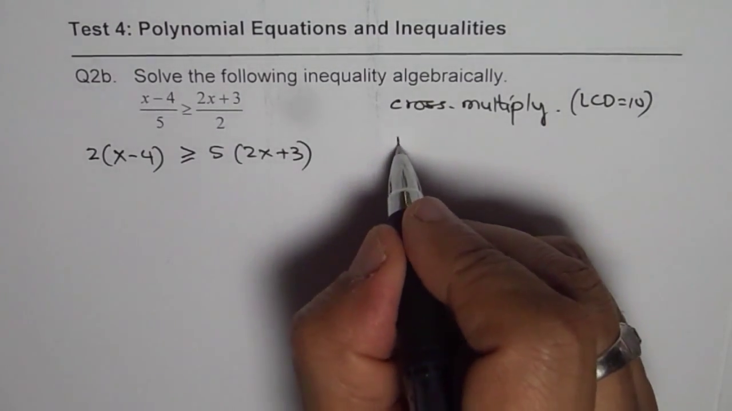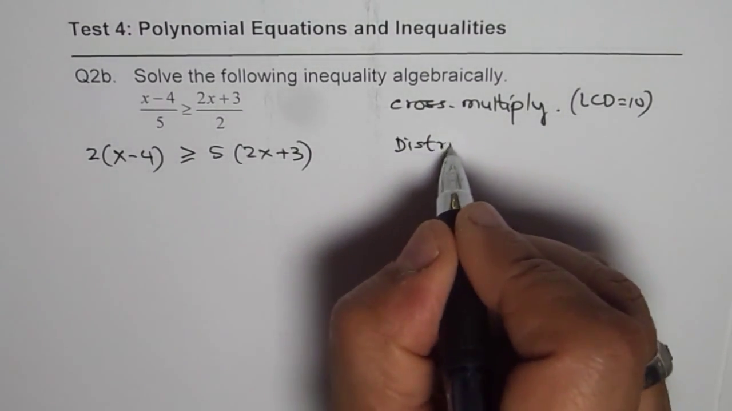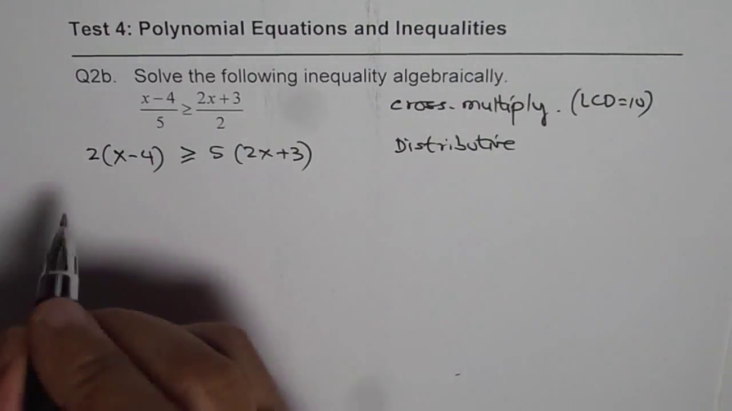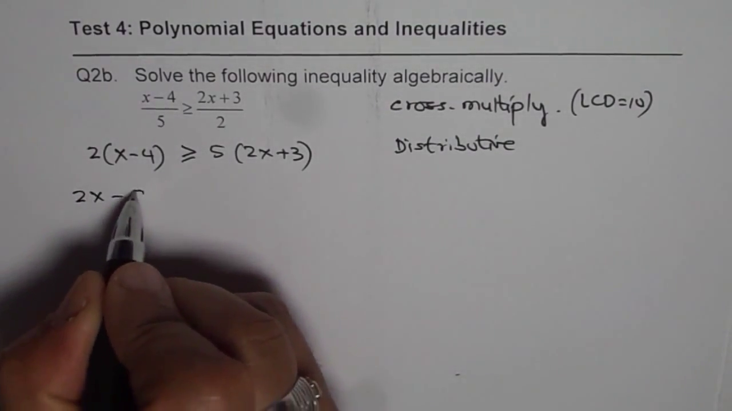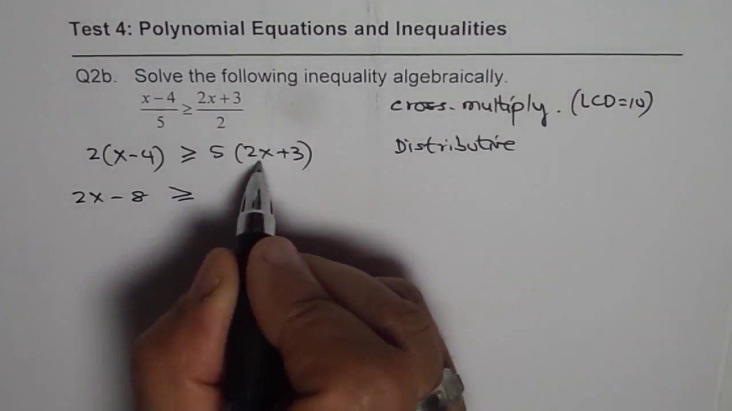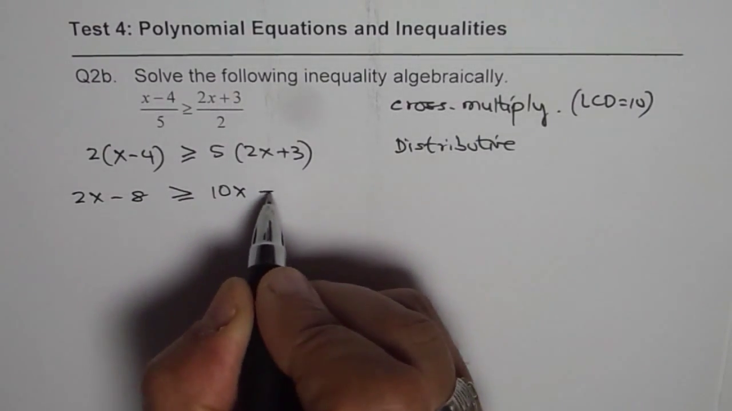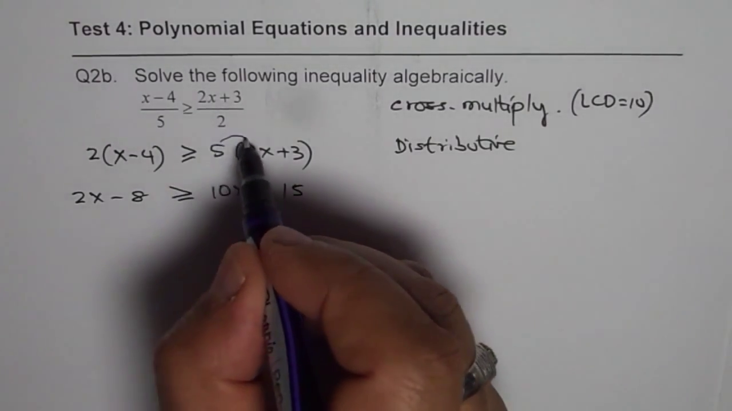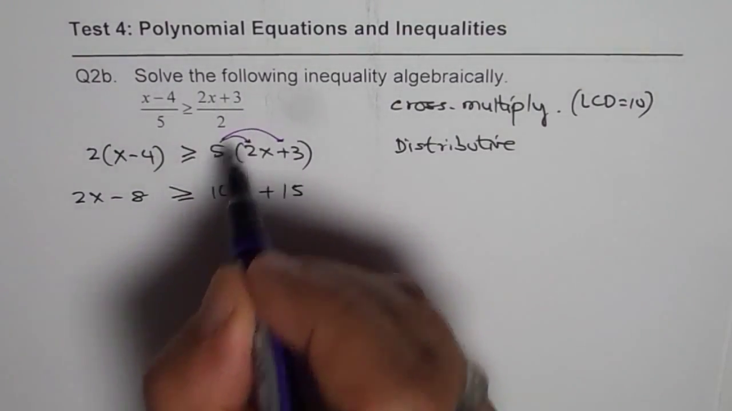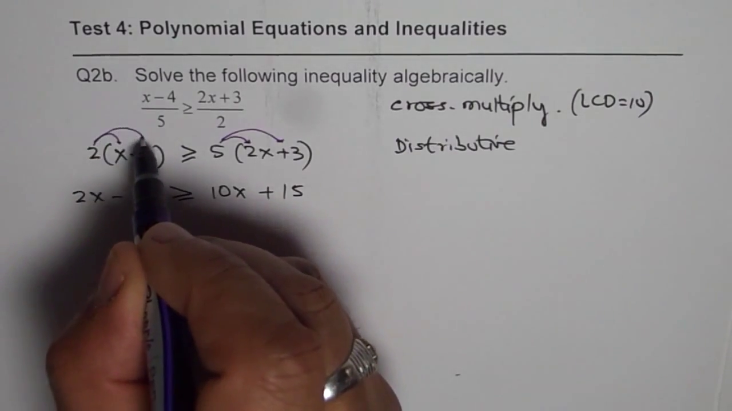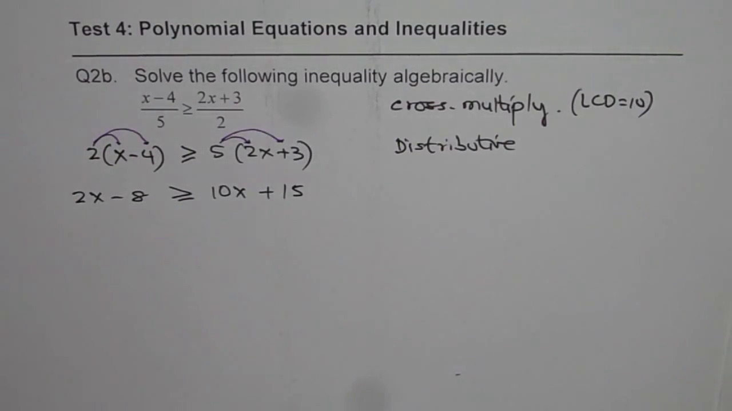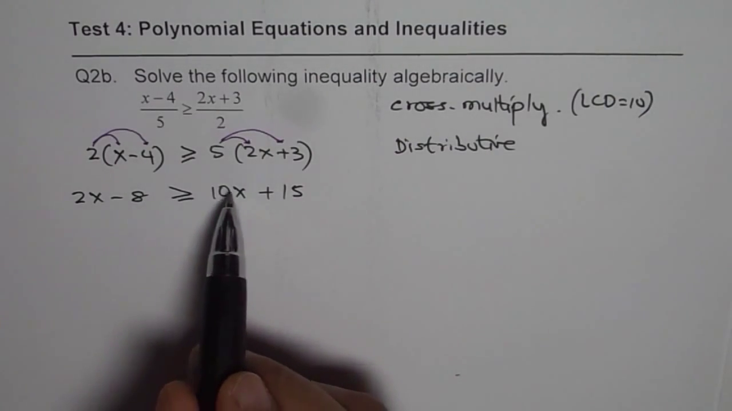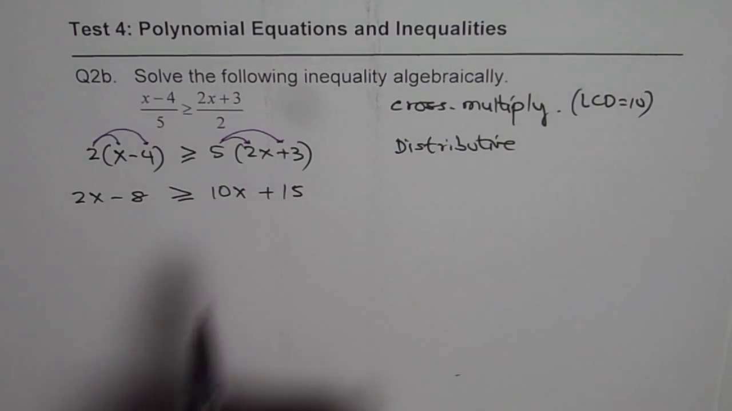Now we can apply the distributive property, right? Expand it. So we have 2x minus 8 is greater than or equal to 5 times 2, which is 10x, plus 15. Remember, you have to multiply with both the terms, okay? So don't make the mistake of multiplying only with the first term, which at times I've seen in test papers. Now you can bring the variables together and the constants together.